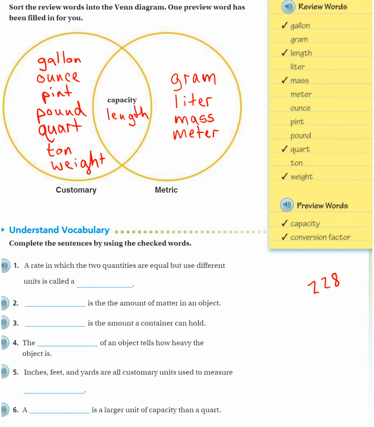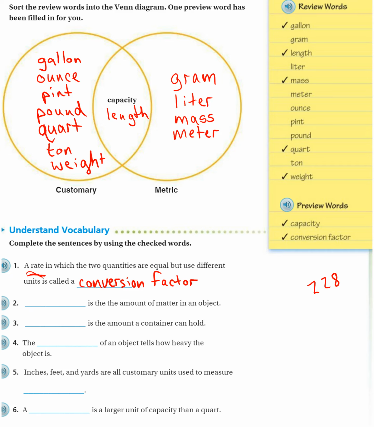A rate in which 2 quantities are equal but use different units is called a conversion factor. For example, 2,000 pounds is equal to 1 ton. So that's a rate, a unit rate, 1 ton for 2,000 pounds. I could write it as a unit rate, depending on how I wanted to write it. But for every 1 ton, there's 2,000 pounds. And the 2 quantities are equal. 2,000 pounds is equal to 1 ton, but they're using different units.